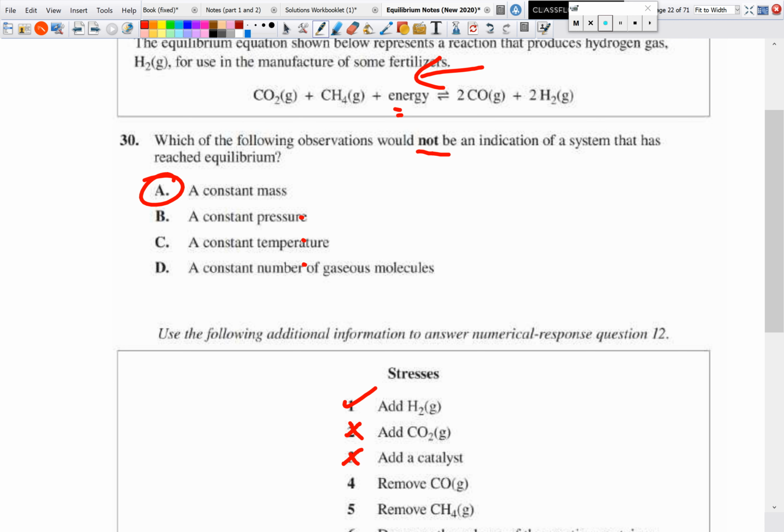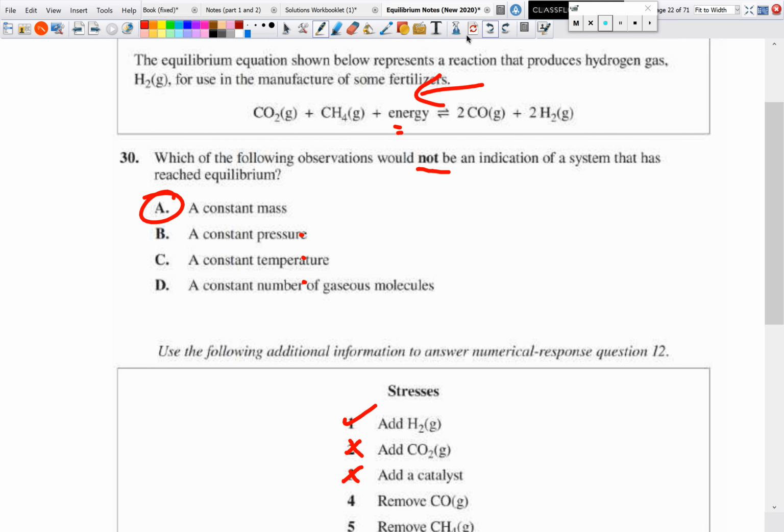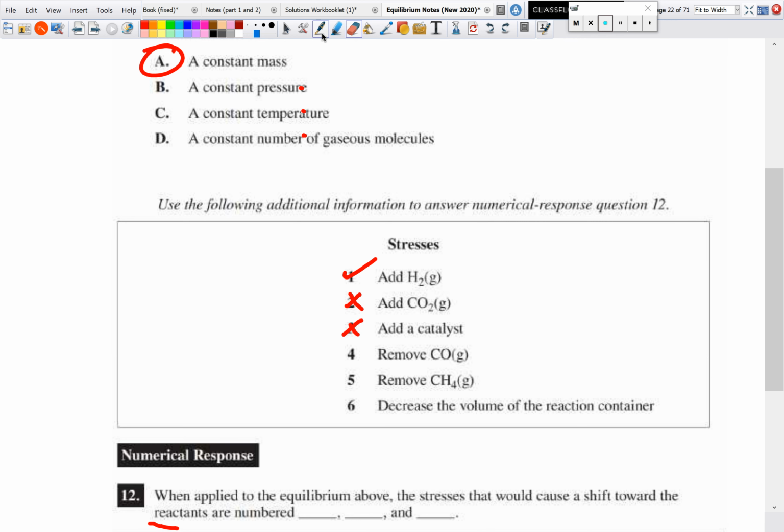Add a catalyst will do nothing anyway. Remove CO? Nope, because that is going to shift. They'll shift to favor the same side as where CO is, so they'll shift it back that way, which is also a negatory.